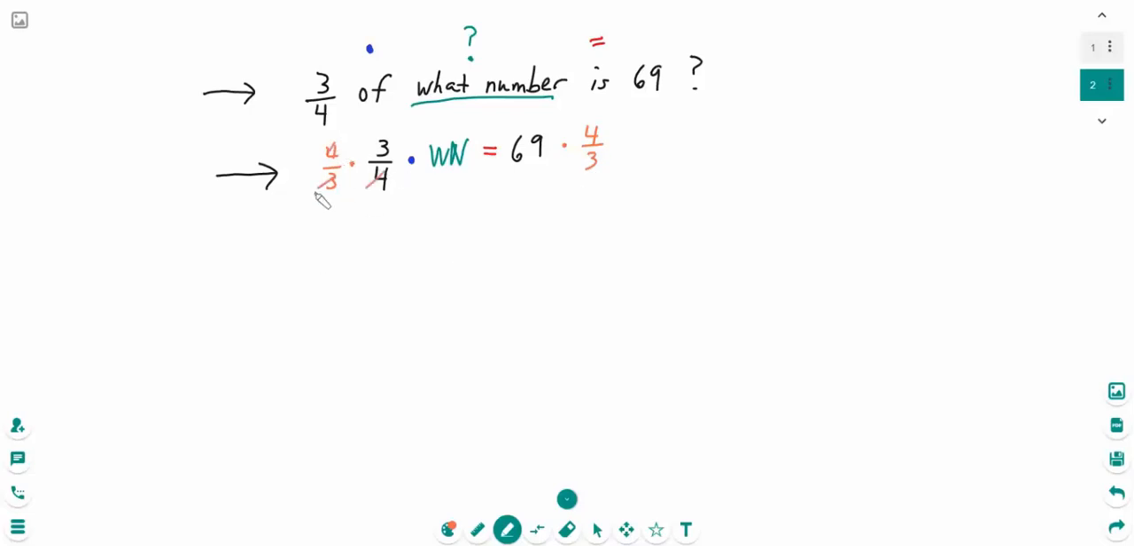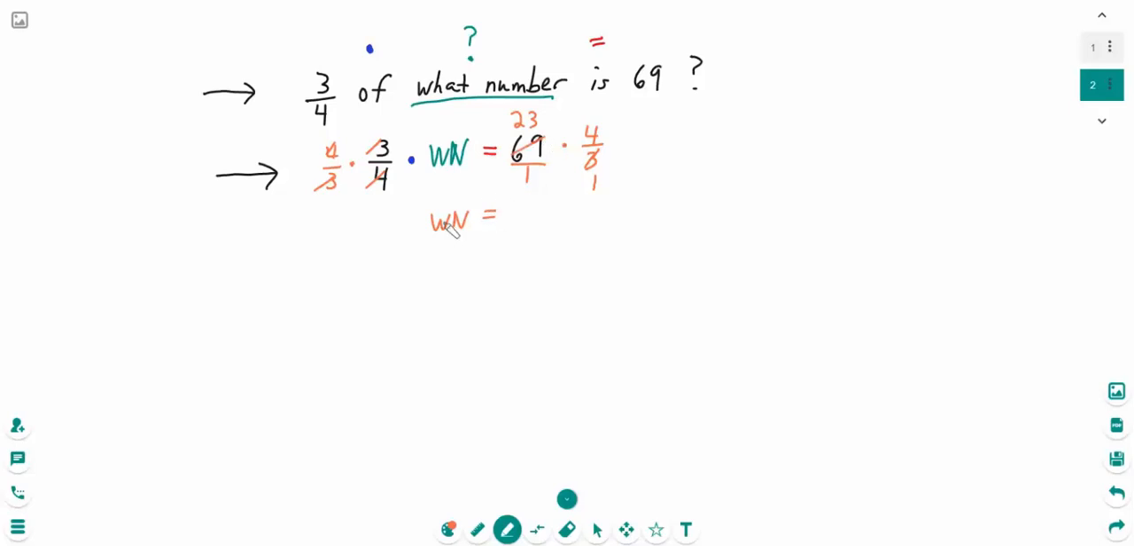These will then cross out, and we are left with what number on this side. And then over here we have 69 times 4/3. Well, we could set that over a 1, and then do a little cross canceling here. If you look at it closely enough, you can recognize that 3 can go into itself once, and 3 can go into 69 23 times.